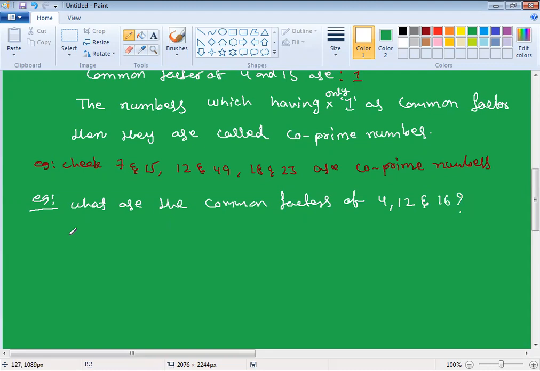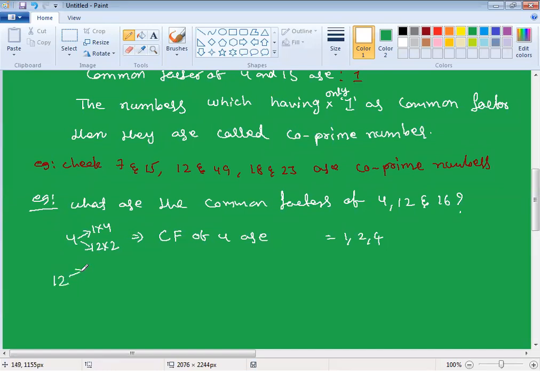Okay, let us check. For 4, what are the factors? We already did it, but once again I'm doing it. See, for 4 we can write 1 4 is 4, 2 2 is 4. Just remember, CF means common factor for this class. Factors of 4 are 1, 2, 4.